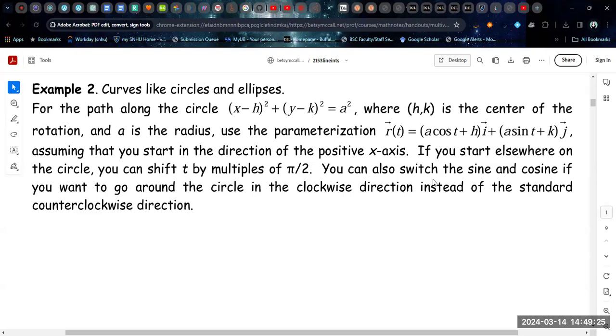By default in mathematics, if it's not specified, we're assumed to be starting at the positive x-axis and going counterclockwise. And so this would be the correct parametrization. But some problems will have you start in different positions or have you go in the opposite direction around the circle. And then again, you can accomplish this, at least in part, by just switching the sine and cosine.